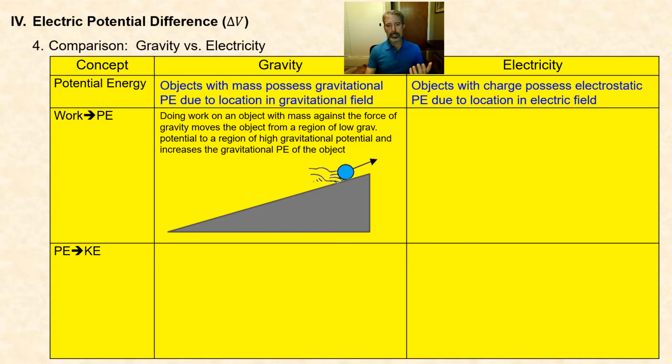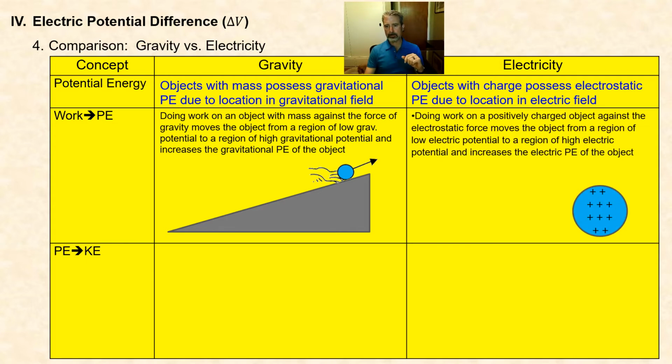When you move an object up the hill, from a region of low gravitational potential to high gravitational potential, you're increasing the gravitational potential energy of the object. It is virtually identical in the case of electrostatics. So let's take a look at an equivalent situation.